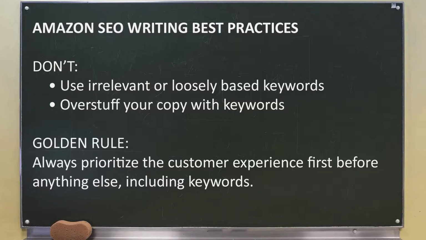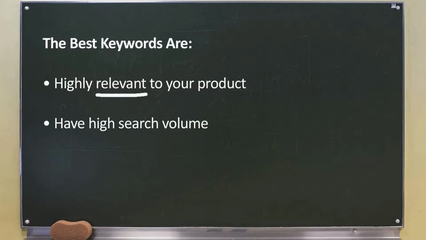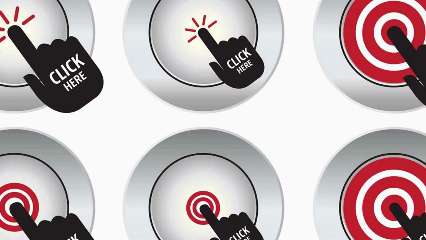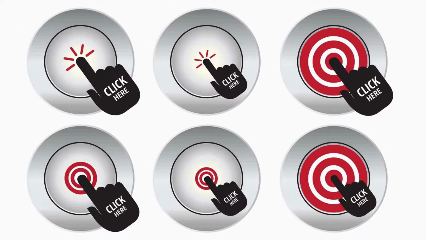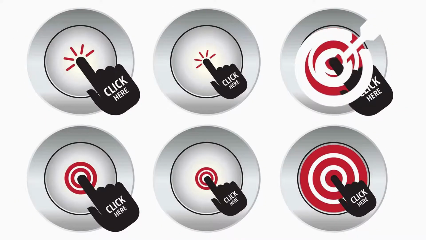With keyword research, your goal is to find the best keywords for your product. The best keywords are highly relevant to your product and have high search volume. The more relevant keywords you use, the better, as you're creating a bigger target for Amazon's search engine to index your listing.